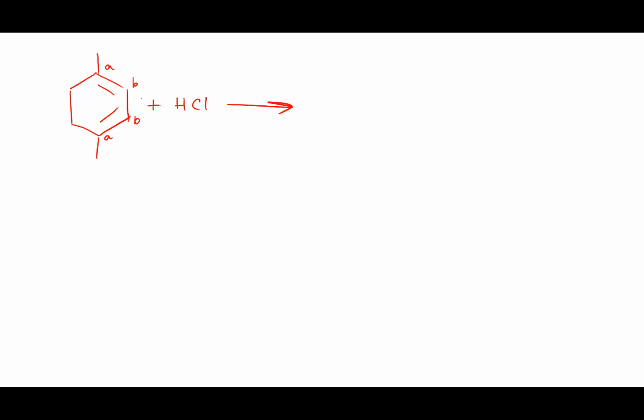Let's see about that. Okay, so let me write the products that you would get from adding the H to carbon A and adding the H plus to carbon B. And again, since this is symmetrical, it doesn't matter whether I add the H plus to the top A or the bottom A. I'm just going to add it to the top A. So there's our two carbocation intermediates.